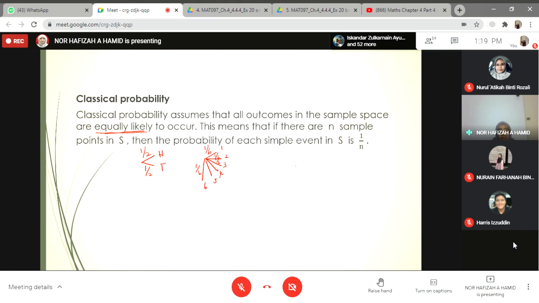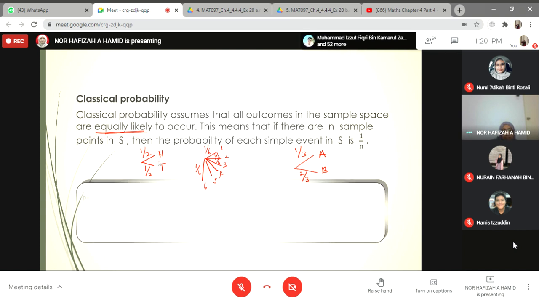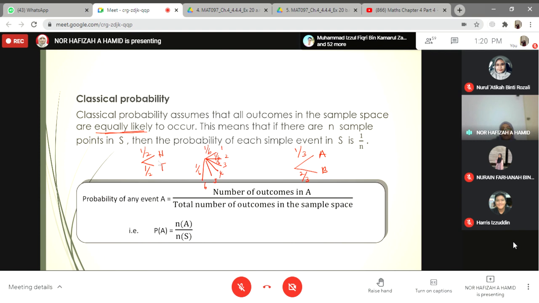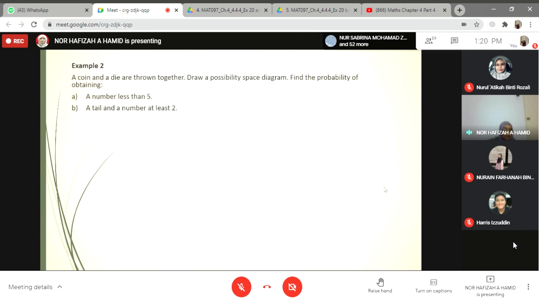Tapi kalau you punya outcomes tu dia different. Contoh you punya outcomes, you ada 2 event. Event A dengan event B. Tapi you punya probability, one is 1 over 3. So another one is 2 over 3. So kalau probability dia not equal, okay, so ini kita tak consider as classical lah. Okay, so classical tu bila probability for every outcomes equal ataupun equally likely. Okay, so formula is number of outcomes in A, you divide with the total number of outcomes in the sample space. Okay, so you can refer to example.